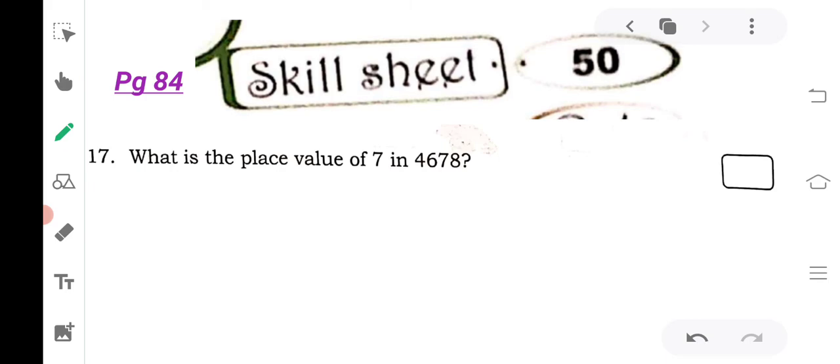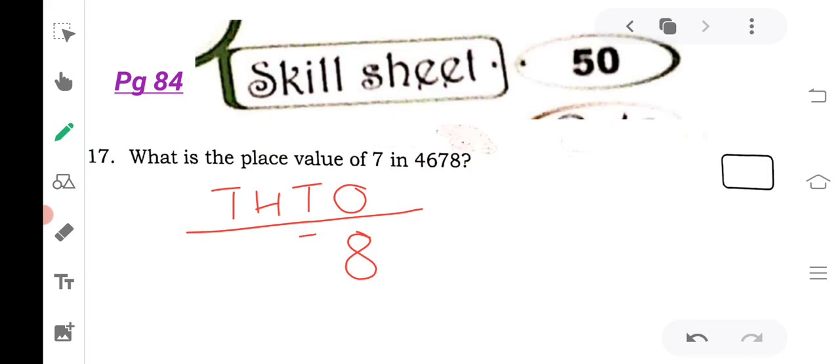Okay. Next. This is very important. What is the place value of 7 in 4678? See, 4-digit numbers are there. Means 4-digit means you will begin with ones, tens, hundreds, then thousands. When you go to class 2, you will learn 4-digit numbers. So 8 is at the ones place, 7 is at the tens place, 6 is at the hundreds place and 4 is at the thousands place. So what is the place value? Means you have to find out the place value of the number 7.